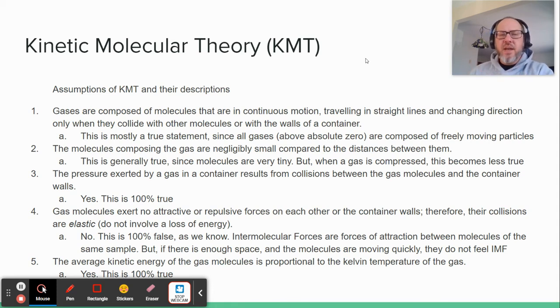And then finally, assumption number five listed here, the average kinetic energy of the gas molecules is proportional to the Kelvin temperature of the gas. That is 100% true. Absolutely. That is the definition of temperature. The definition of temperature is the average kinetic energy of the particles in a sample. So, yes, this is true.